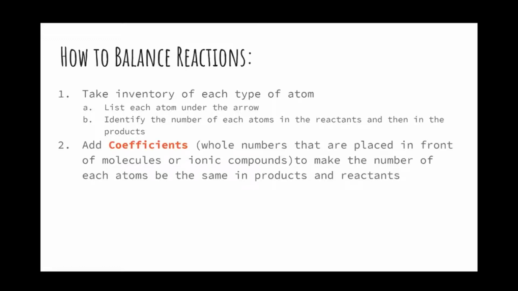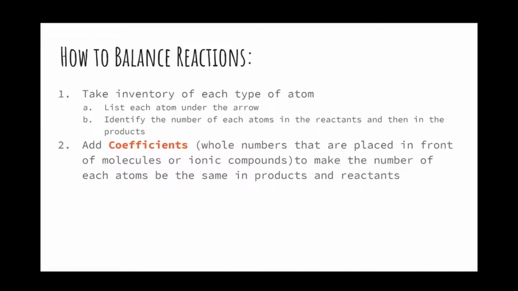Then, in order to balance the reaction, I need to add coefficients. Coefficients are the only things that you can add in order to change the number. So coefficients are whole numbers that are placed in front of a molecule or ionic compound to make the number of each atom to be the same in the product or the reactants.